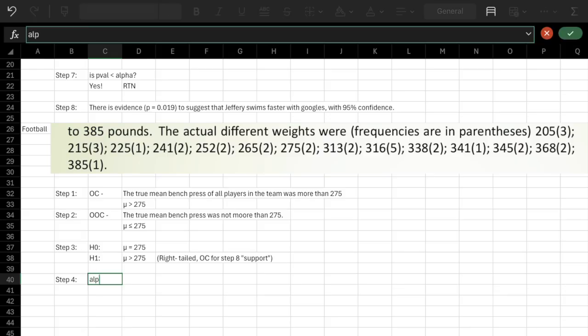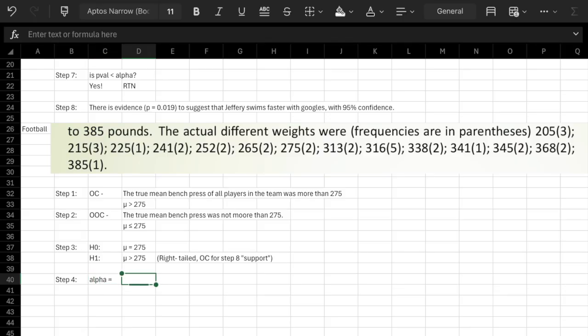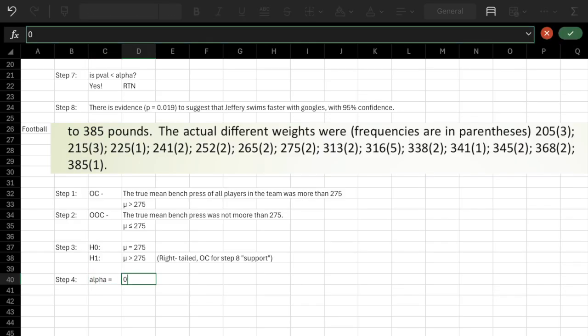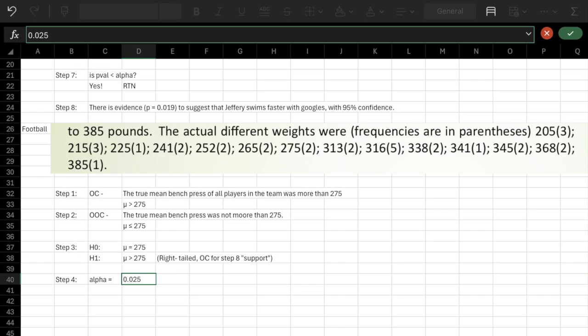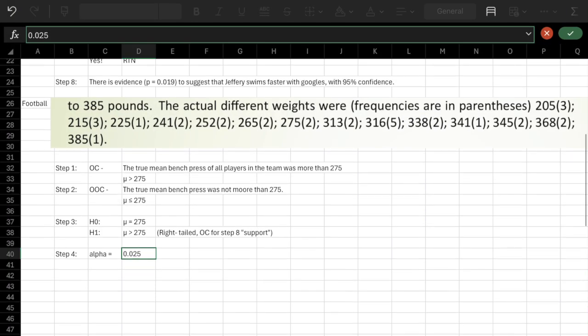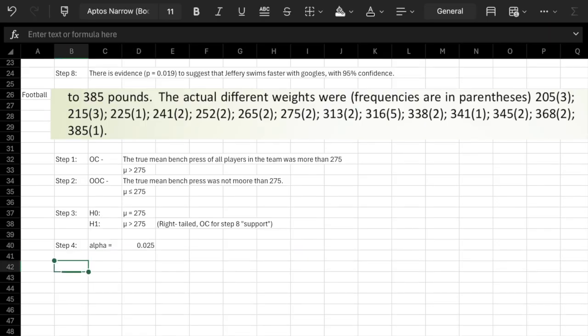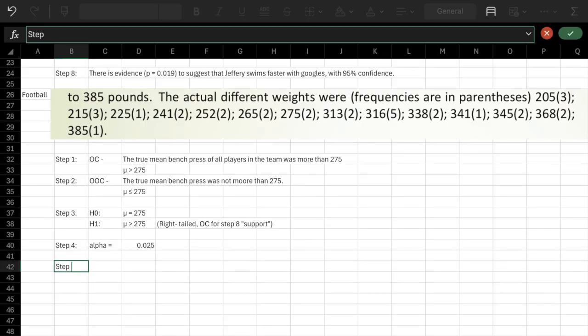So this is going to be alpha equals, my significance level is actually 0.025, if I'm not mistaken. Yeah, 0.025, because that's my significance level. All right, step 5. What kind of a test is this?